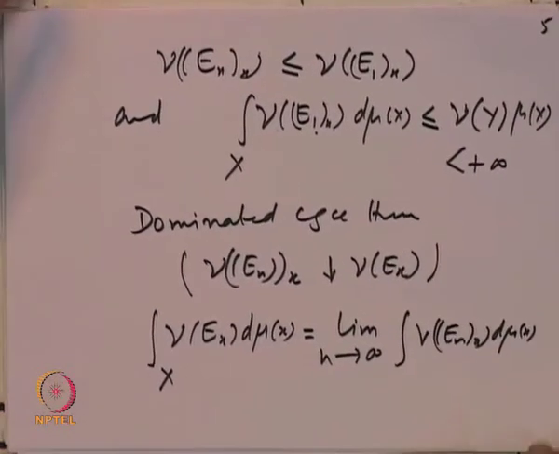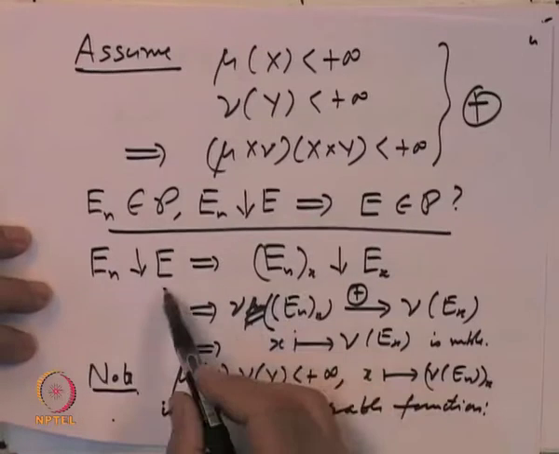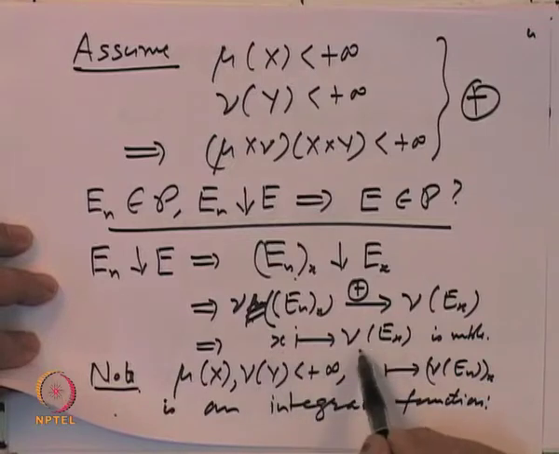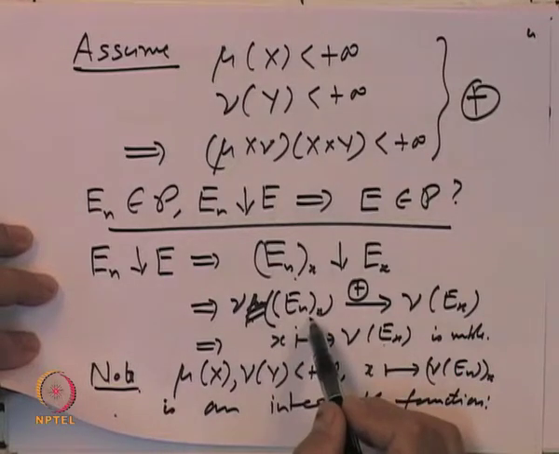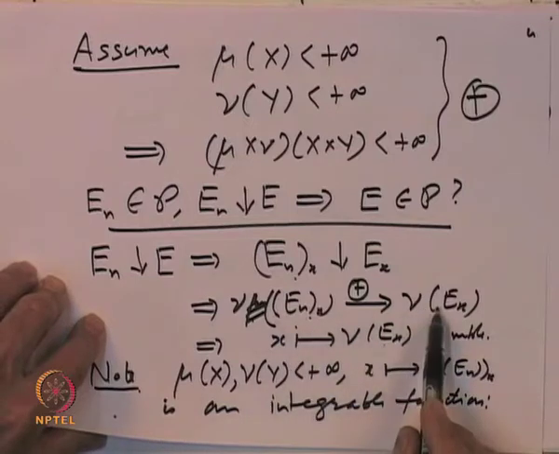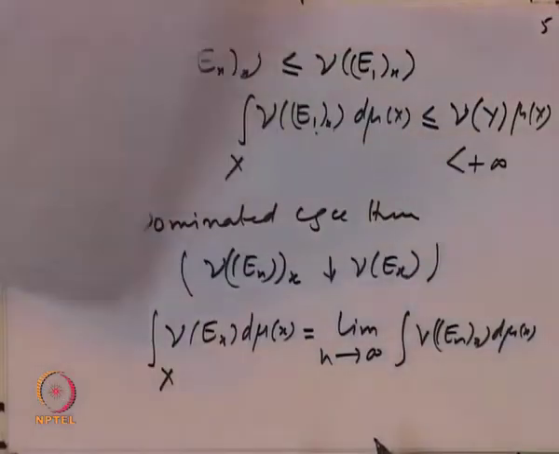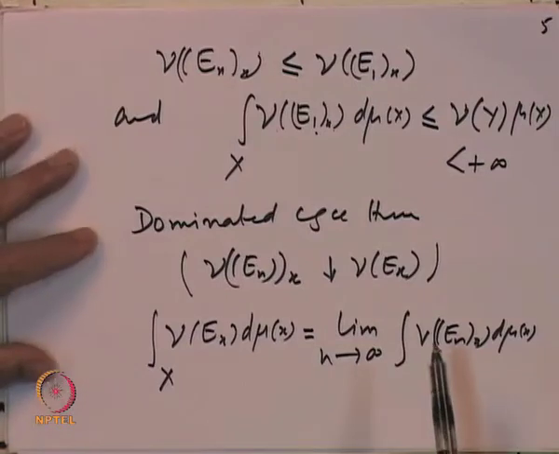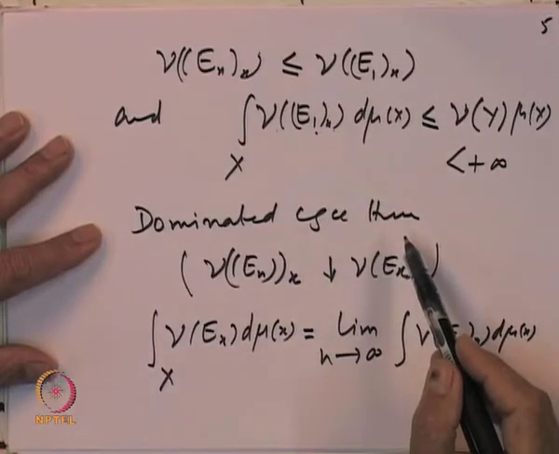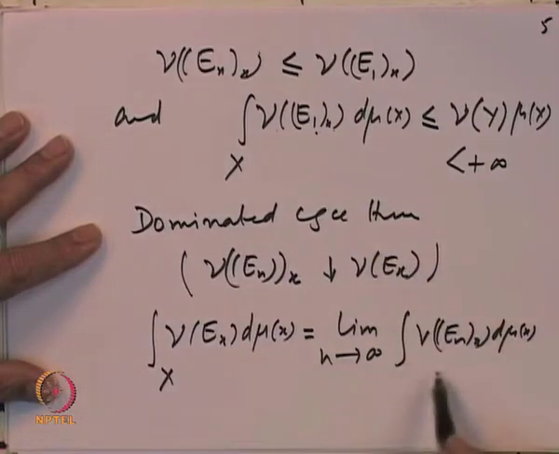So, for the decreasing sequence, the proof differs in both the steps. First of all, when we want to say that the E_n's are decreasing, the sections decrease. So, the finiteness condition allows us to say that nu of E_x is a limit of these functions, and that implies that this is a measurable function. Finiteness says this is a sequence of integrable functions decreasing to this function. So, the dominated convergence theorem can be applied, and that gives us this limit is equal to.